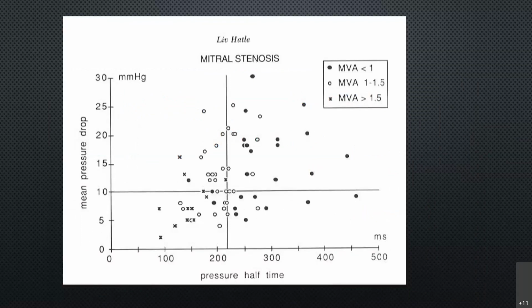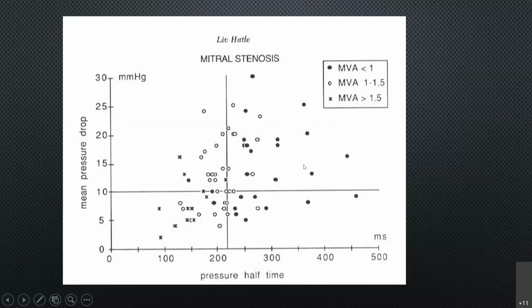1987, long time ago. Dr. Hatle, she studied 73, 74 young patients with moderate to severe mitral stenosis, and this was related to CATH and echo both. So you're looking at young patients and checking their pressure half time. When she correlated this with CATH and valve area, pressure half time of over 220 was the most accurate. And that's where we get all this data from.